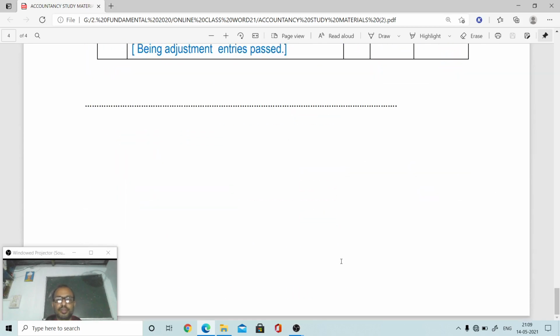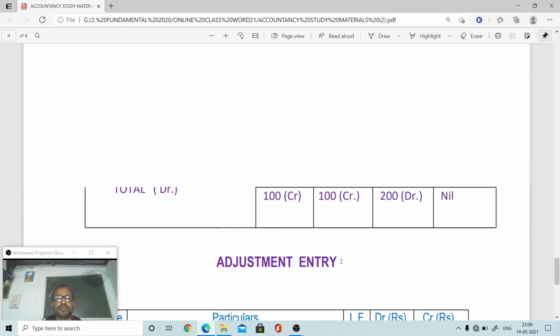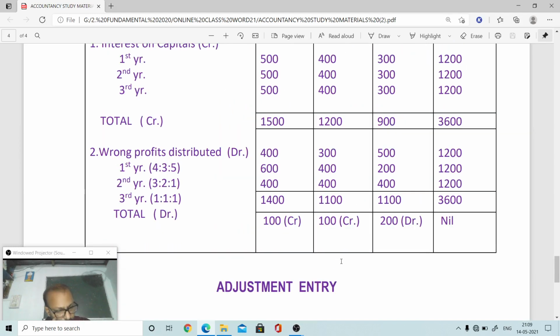So this way, all the problems from NCERT, most of the problems you have already solved, and I have also uploaded all this material in the Google Classroom along with this video. This type of problem a learner can easily solve, which will assist our learners to solve more such problems from reference books also.